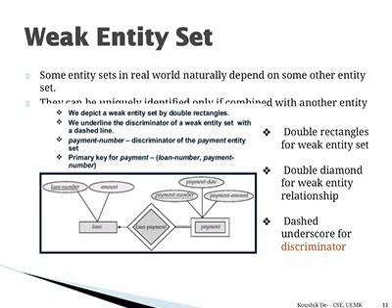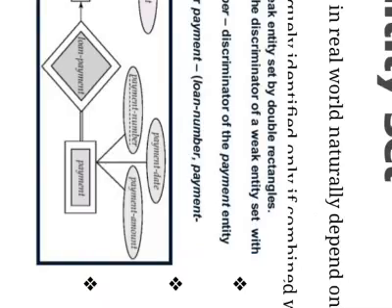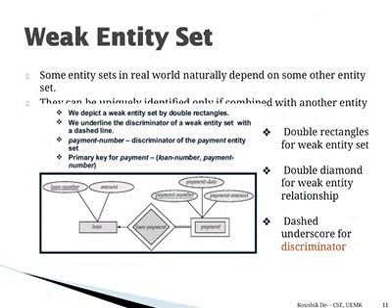And weak entity is the one that depends on a strong entity for its existence. A weak entity is denoted by the double rectangle. Weak entities do not have a primary key. Instead, it has a partial key that uniquely discriminates the weak entities.